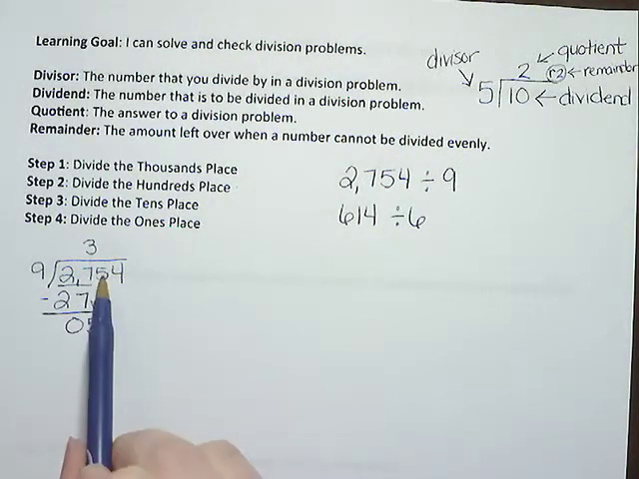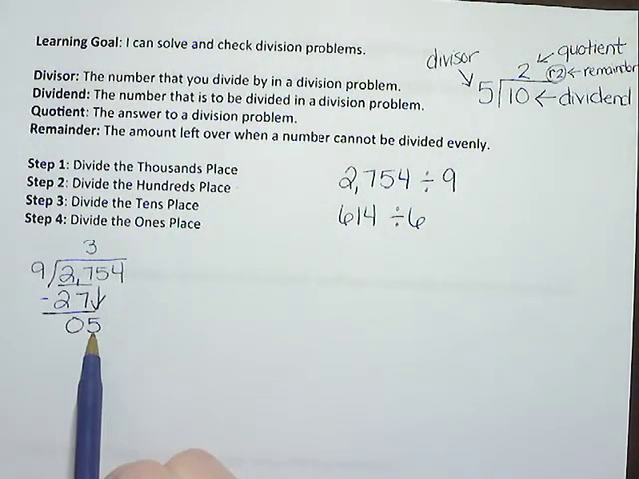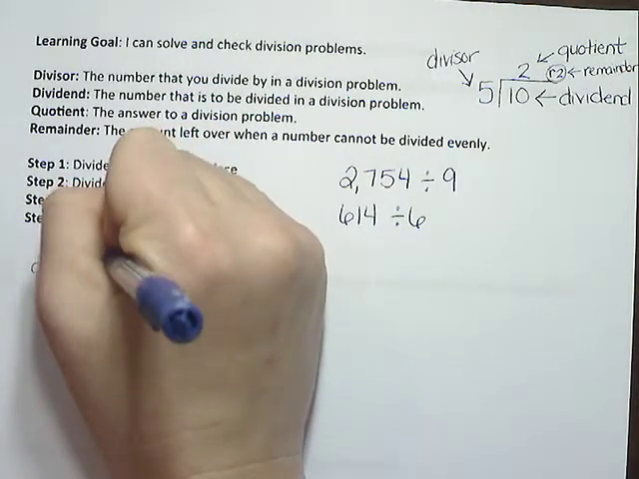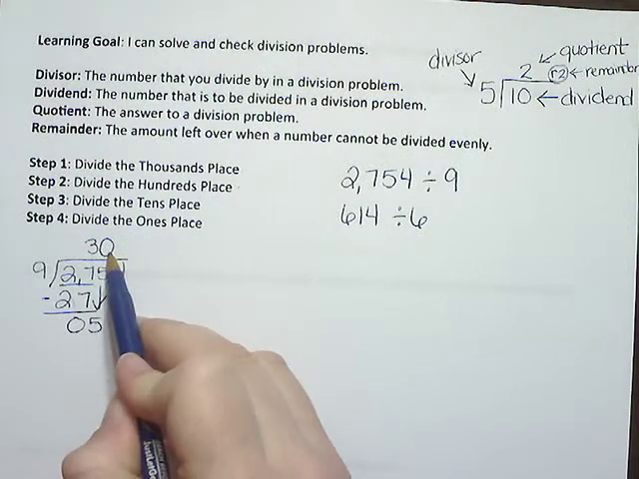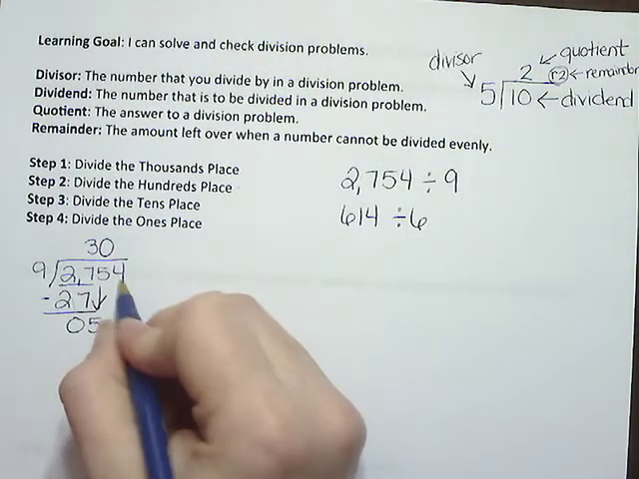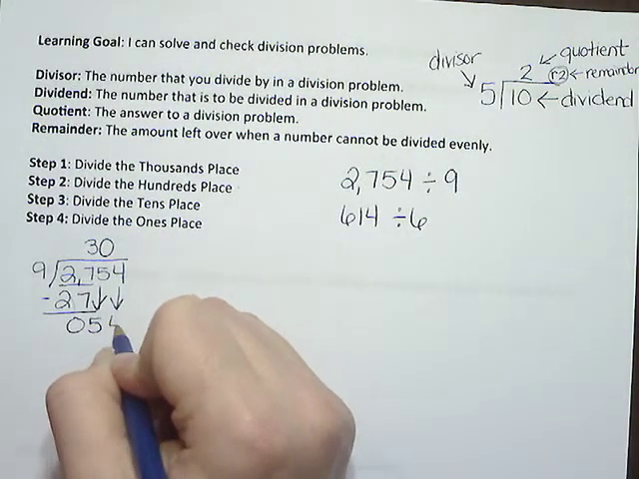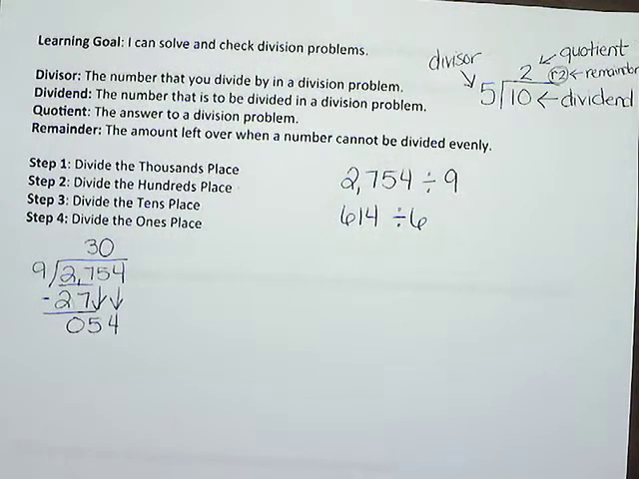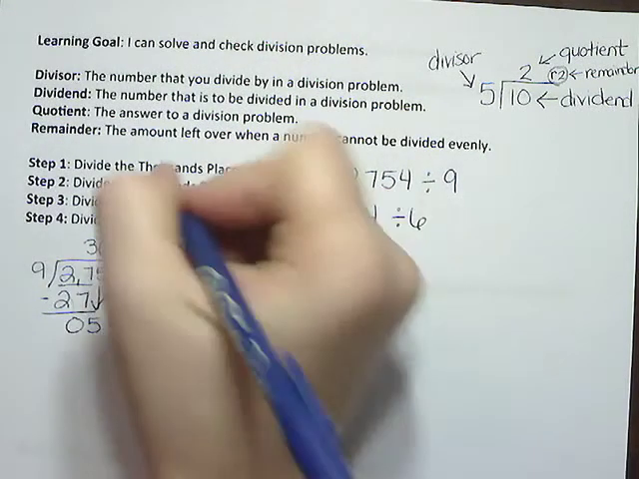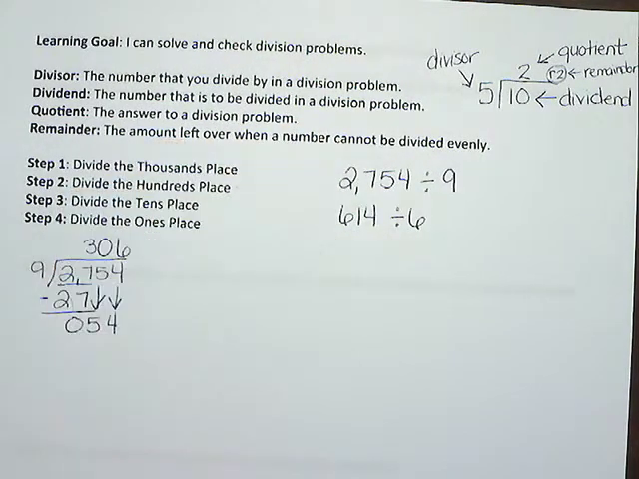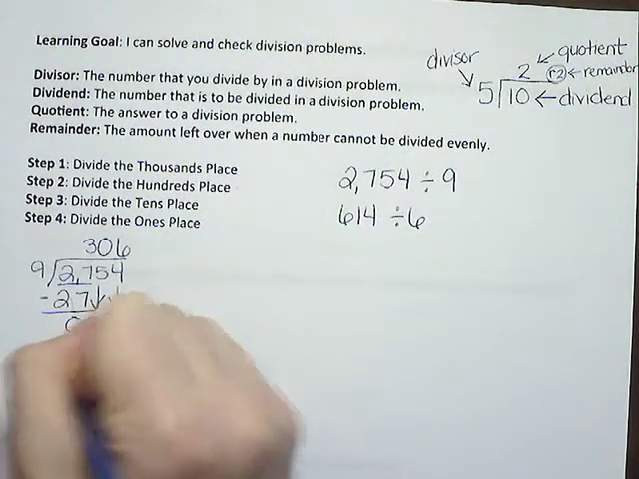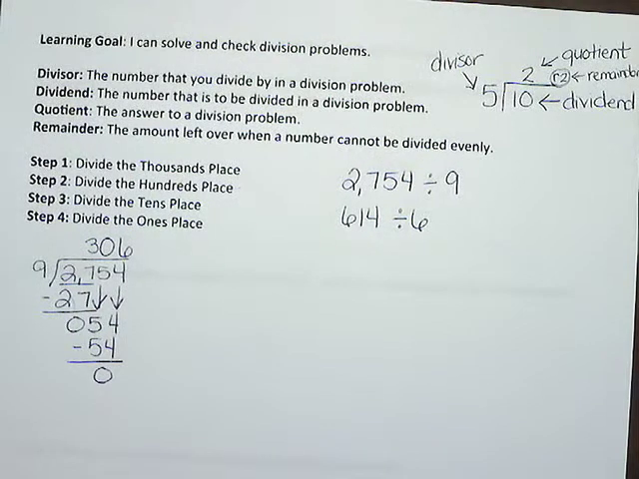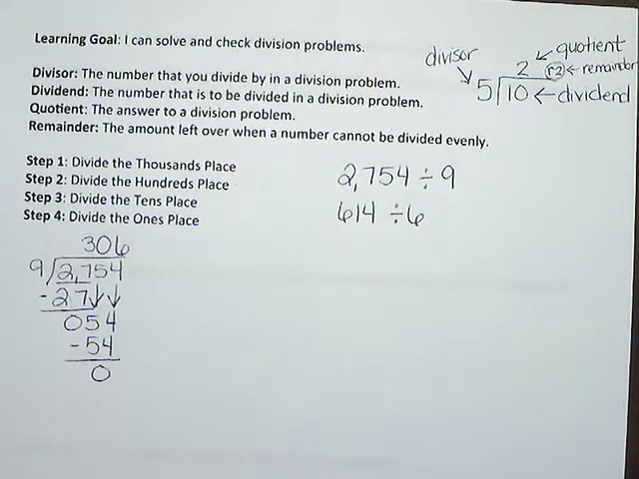Now 9 cannot go into 5. So I'm going to put a 0 there because 9 cannot fit into 5. So 0 times into 5, that's like a placeholder. So I'm going to bring down my 4. 9 can go into 54, and I know that 9 can go into 54 6 times. 9 times 6 is 54, and I'm left with 0. So my answer is 306, and I have no remainders.